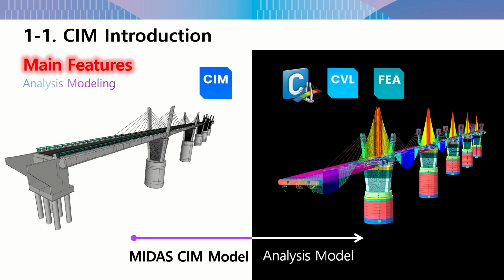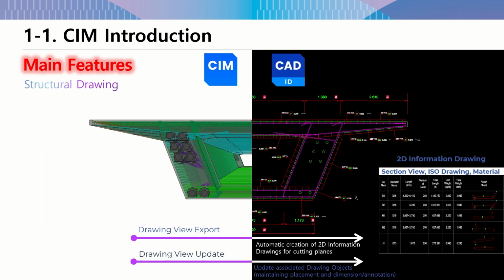The main feature is the creation of analysis models. We will explore this feature in my practical example. Another feature is the creation of a 3D model from 2D drawings, thanks to the included 2D CAD software, which is called CAD Infra Design. This comes inside CIM when you buy it. And this is just a short view of what you can do.